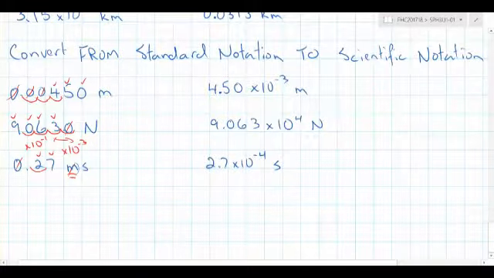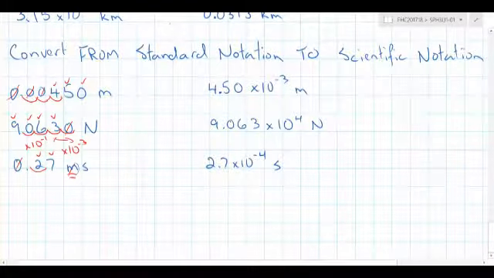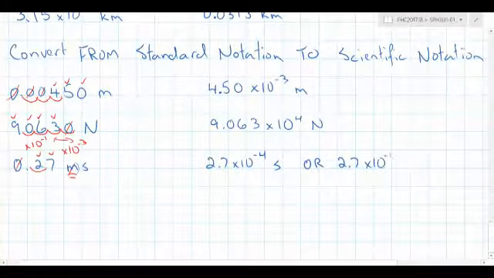Now, if you kept the unit as milliseconds, you could ignore the 10 to the power of minus 3, and you could just have 2.7 times 10 to the power of minus 1. So I could say this is 2.7 times 10 to the power of minus 1 milliseconds. That would be my unit, milliseconds. And that should be it.